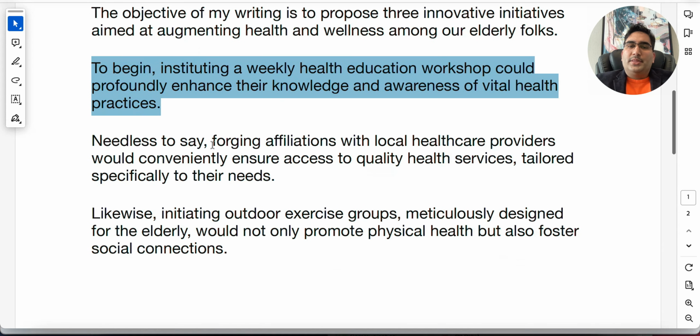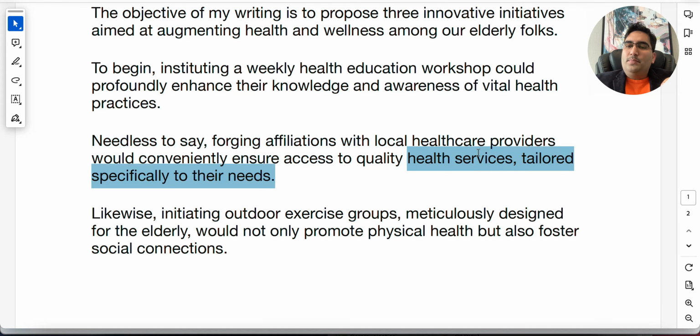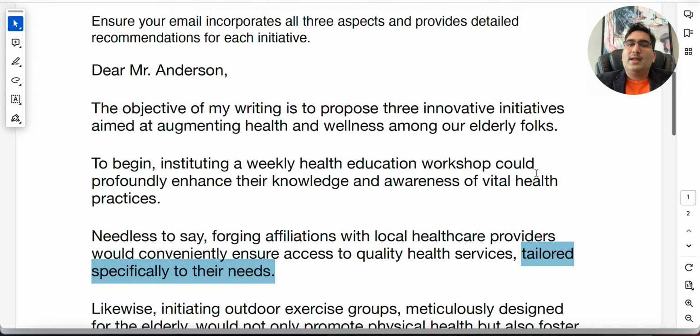In this part though, there is one part here. The clause number 1 would go from here to here. Needless to say, forging affiliations with local healthcare providers would conveniently ensure access to quality health services. And the other part is this one, tailored specifically to their needs. And by the way, that's an adverb as well, so we actually have 4. So when you add another piece of information after a comma, that is a great way to add information. And you can see it's done here, not in any other place.